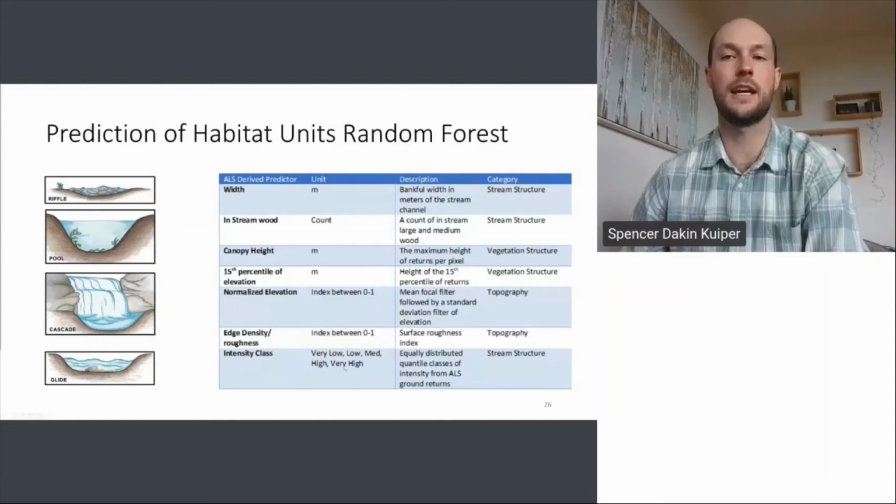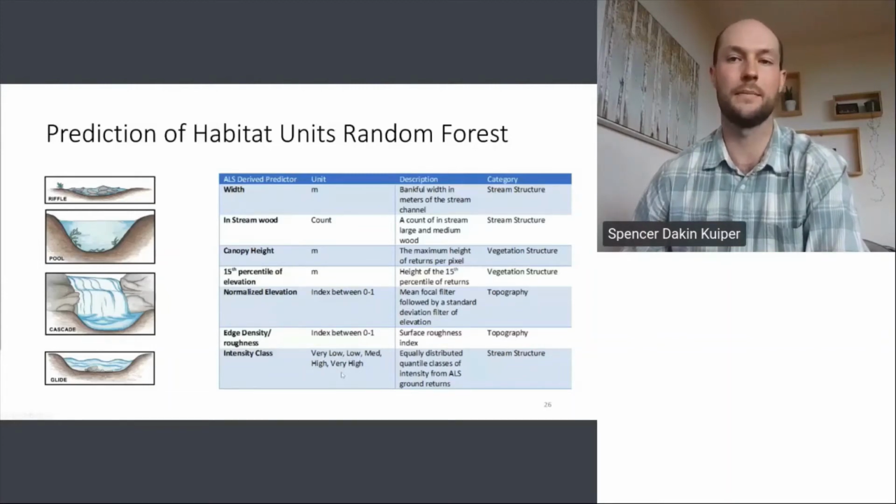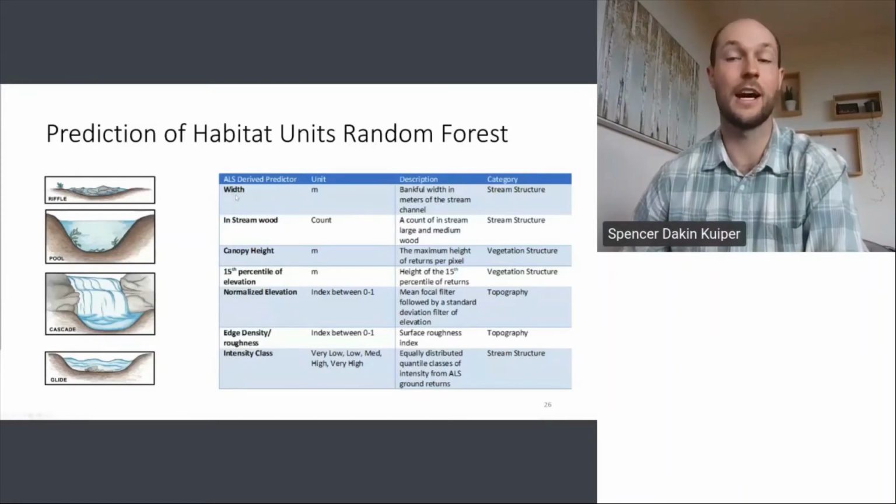So we took the intensity value of ground points and classified them into very low, low, medium, high, very high, to use as a proxy for stream depth, because of the nature of our ALS being near infrared. It couldn't penetrate the entire water column, but our streams in some areas were quite shallow. So we did get some returns that we think went through the water.